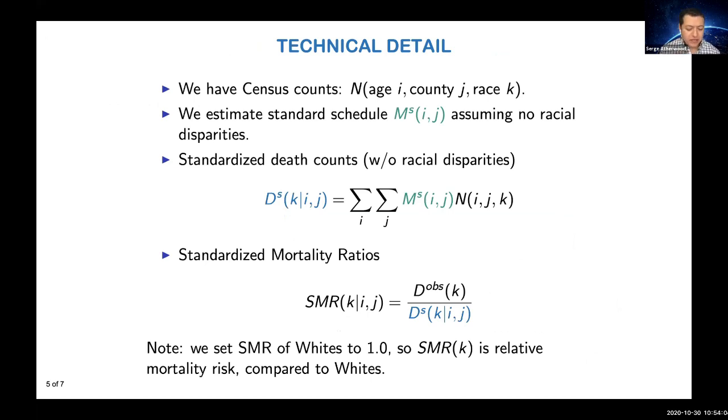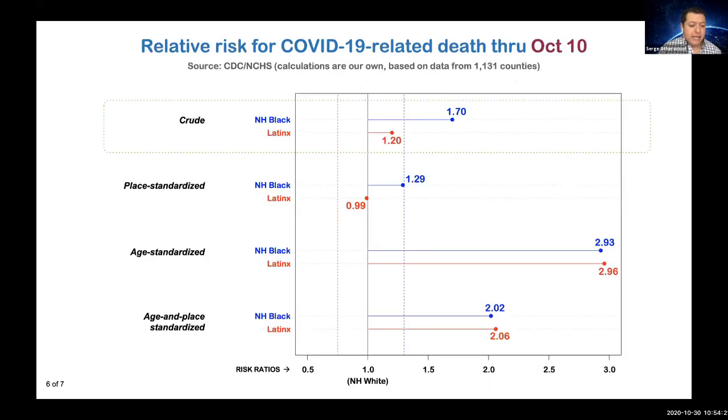And that involves indirectly standardizing death counts for each race and ethnic group against the death counts for non-Hispanic whites, and then creating standardized mortality ratios from those results to enable comparisons. Now, let's put it this way, the bottom line is that adjustment makes a considerable difference.